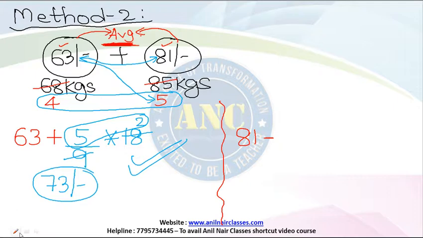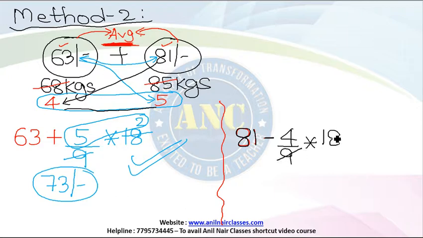Now, can I find the value in this other way? Definitely. Average is lesser than the highest value, so it should be 81 minus something. Same logic. Diagonal element of 81 is 4. Write down 4. Sum of 5 and 4 is 9. Write down 9. Difference of 81 and 63 is 18. Write down 18. 9 into 1, 9 into 2. 4 into 2 is 8. 81 minus 8. It is again 73.